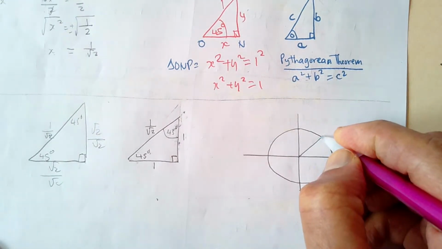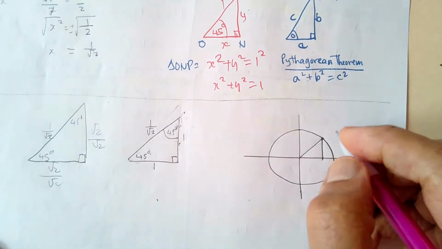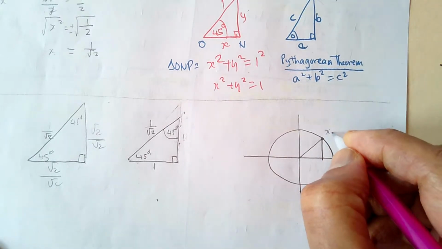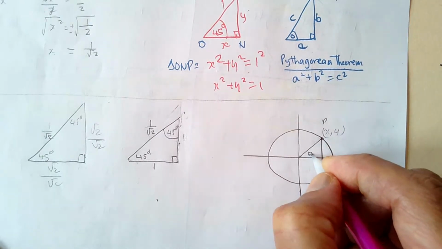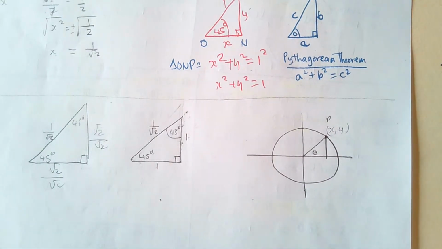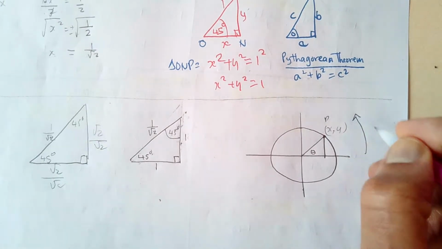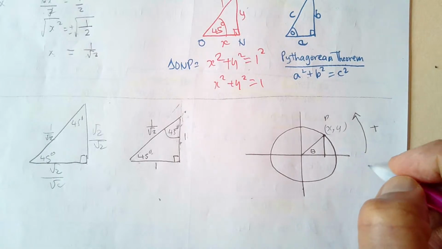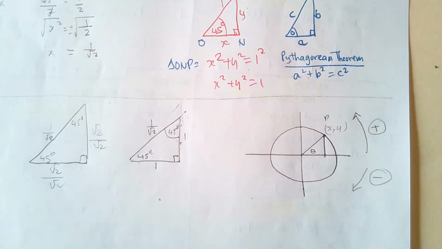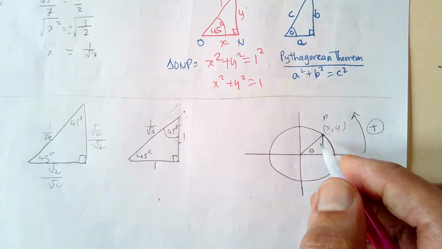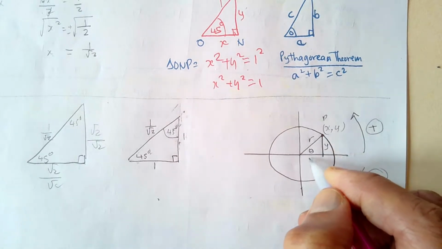And I'll just go 45 degrees in here. So this point here is P(x, y), and this is theta. By the way, remember when we're doing these angles, they will be positive angles going this way, and negative going the other way. We're not doing that right now, but if this is your radius, this would be your y, and this is your x.